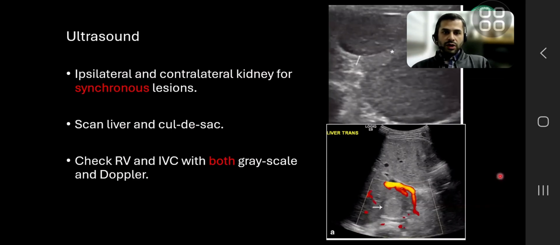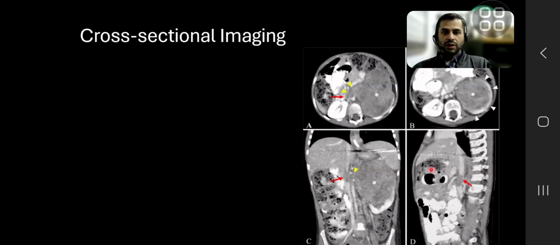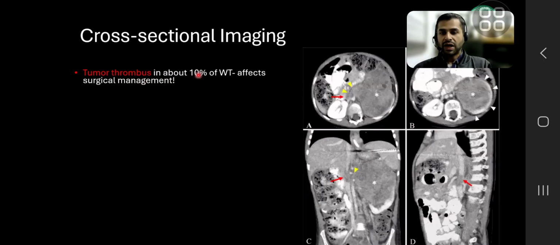So when we talk about cross-sectional imaging for Wilms tumor, again, tumor thrombosis is very essential to note because it is present in about 10% of patients with Wilms tumor and can affect the surgical management. The detection of any atrial or caval thrombosis preoperatively can help determine whether there is a need for preoperative chemotherapy in that patient and therefore affects the surgical approach. So on these images, you can see a large Wilms tumor on the left side. There is renal vein thrombosis.